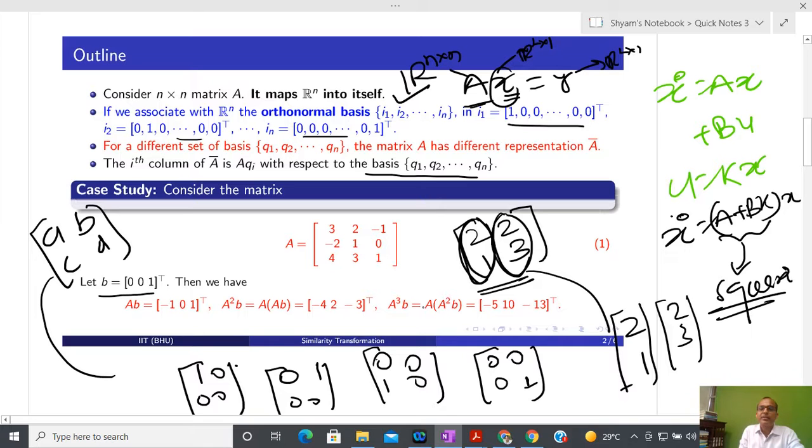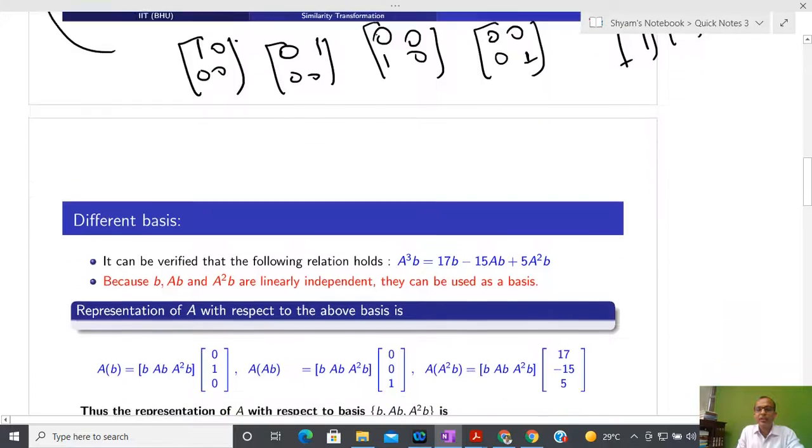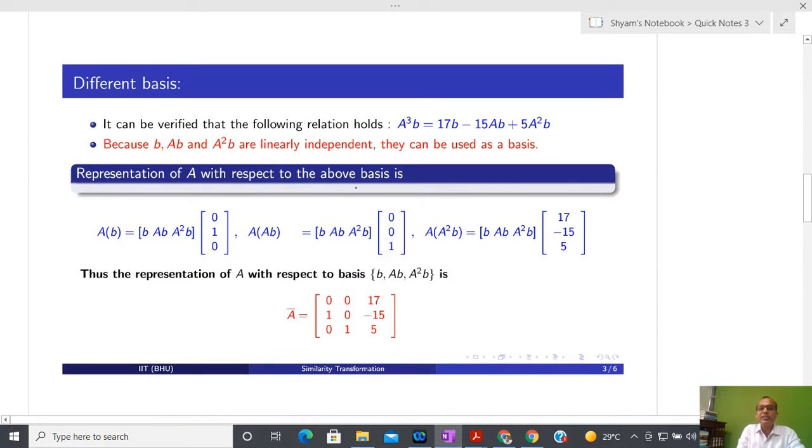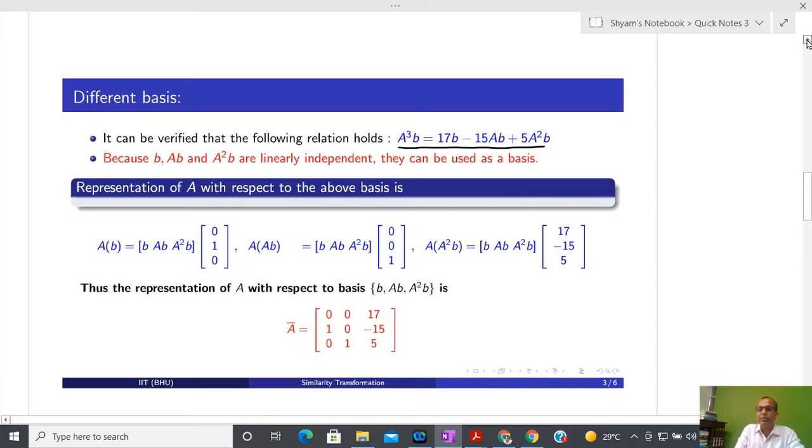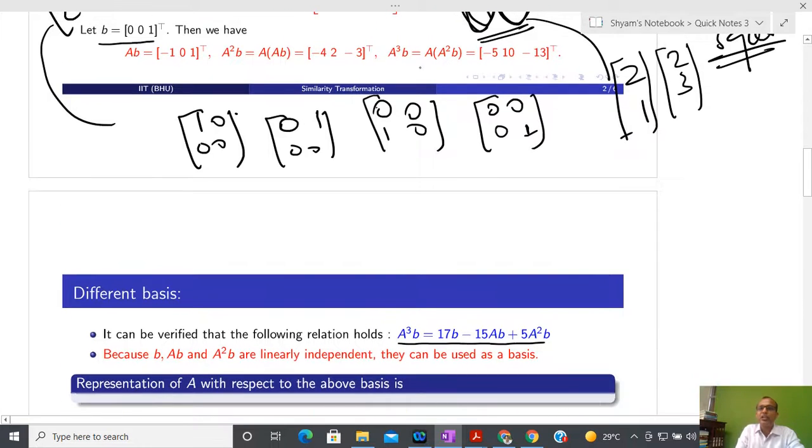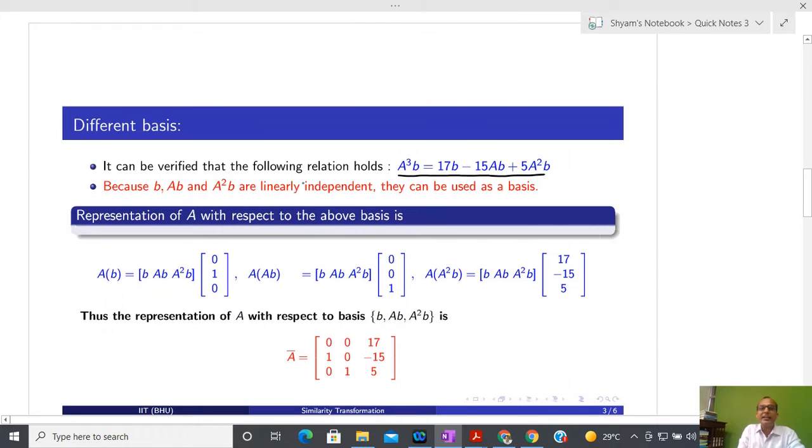and A cube B. Okay, after that you can see here I am going to look at the relation between all three, and it is possible to show that relation for A cube B, because I have every numerical value, so I can generate this kind of relationship using a computer. So I can tell now that B, AB, A square B are linearly independent. Anyone has confusion on this? Then please let me know.